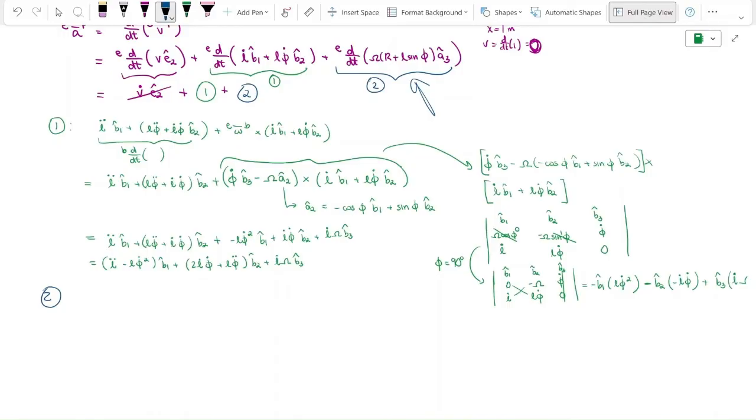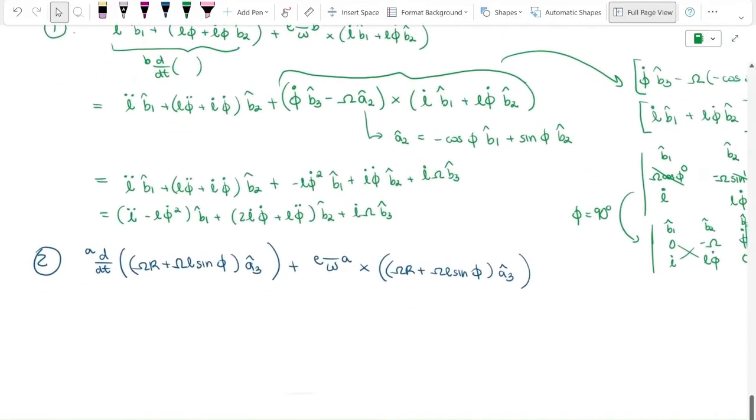So first of all, we take the time derivative with respect to the frame it's written in, which is the A frame, of this whole mess. So omega r plus omega L sine phi, this A3 hat, plus the angular velocity of the A frame with the E frame, crossed with omega r plus, so this is the original vector.